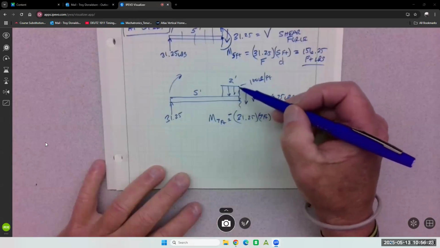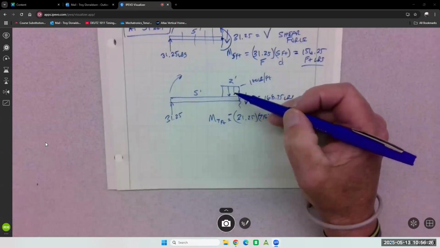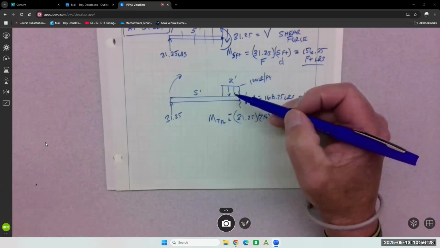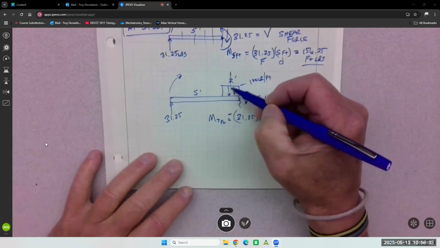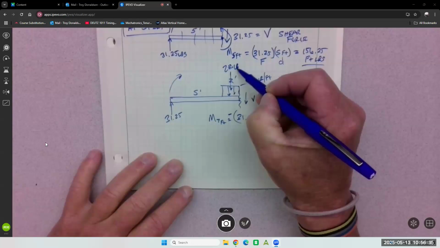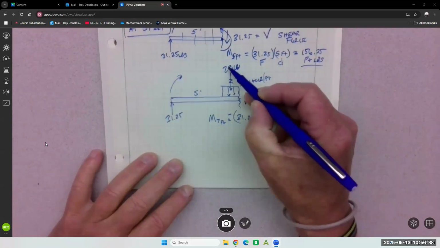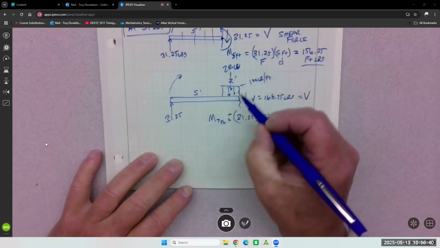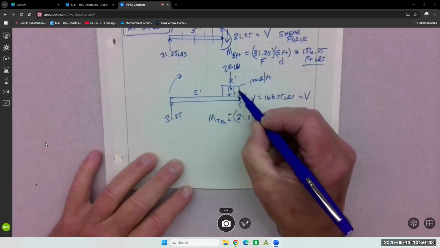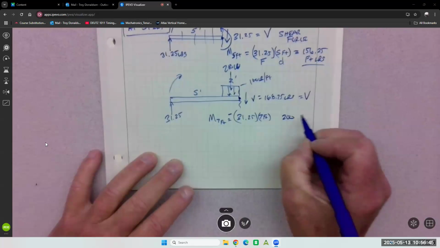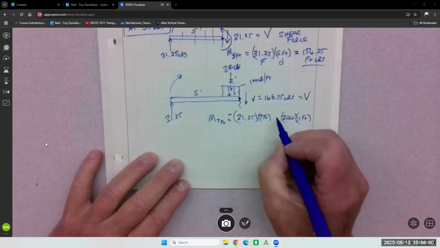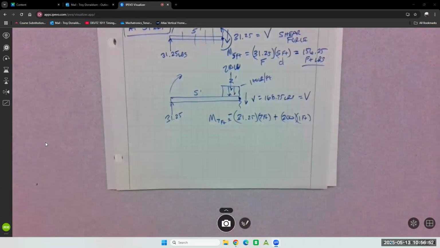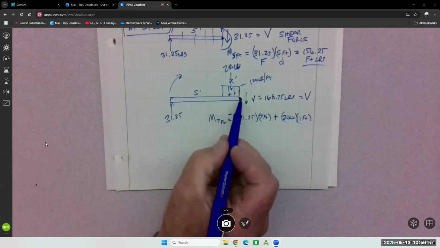How do we deal with the distribution? Concentrated. We concentrate it. So you got to concentrate this new little distribution. So it's 200, right? 2 times 100, 200 pounds, right through the middle. How far away from my spot? 1. So 200 times 1 foot. And that rotation is positive, or counterclockwise around my spot.